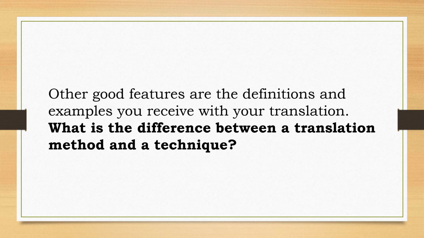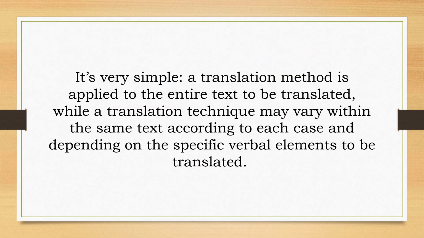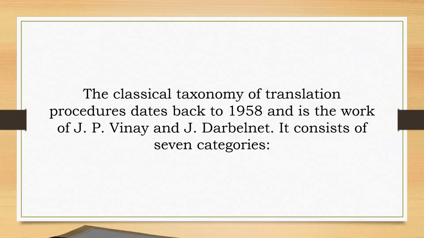What is the difference between a translation method and a technique? It's very simple. A translation method is applied to the entire text to be translated, while a translation technique may vary within the same text according to each case and depending on the specific verbal elements to be translated. The classical taxonomy of translation procedures dates back to 1958 and is the work of J. P. Vinay and J. Darbelnet. It consists of 7 categories.